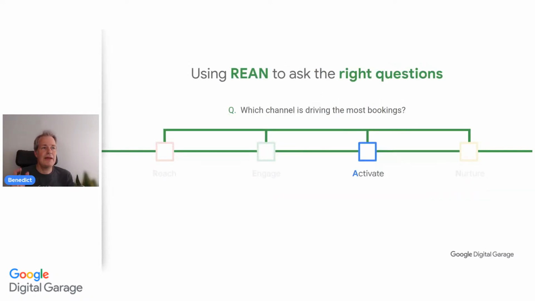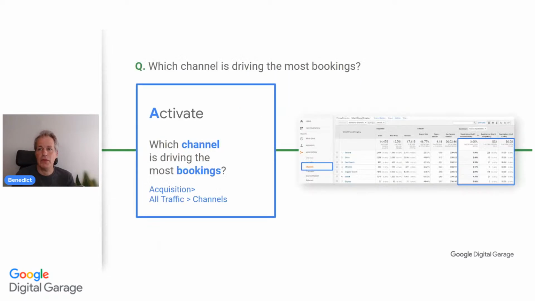Okay. Then activate. So activate is all about getting people to take the action we want them to take, of course. And it could be as easy to understand as a sale. If we don't sell online, it could be ringing us up in order to book, downloading a white paper or a PDF, or filling in the contact us form, for example. Okay, so which channel is driving the most bookings? So this is how you find out.